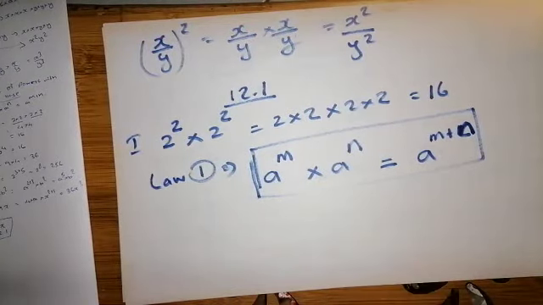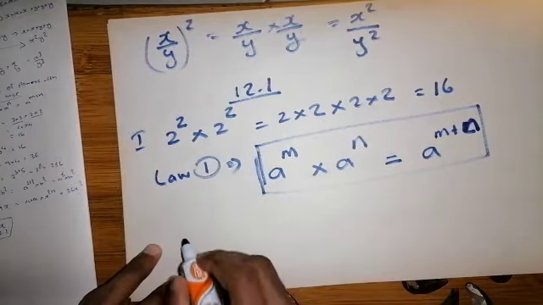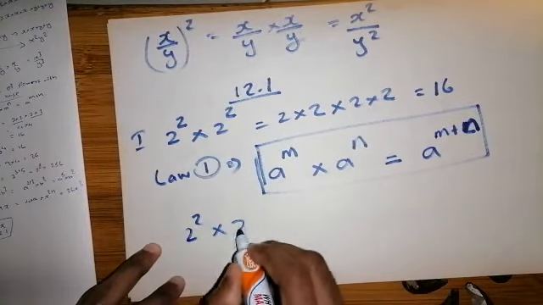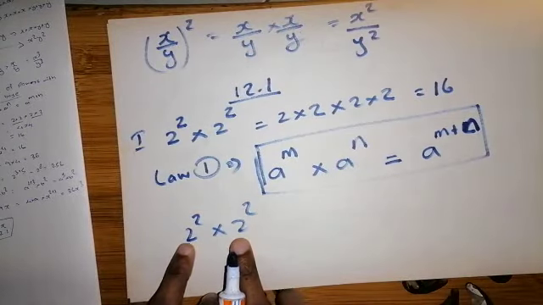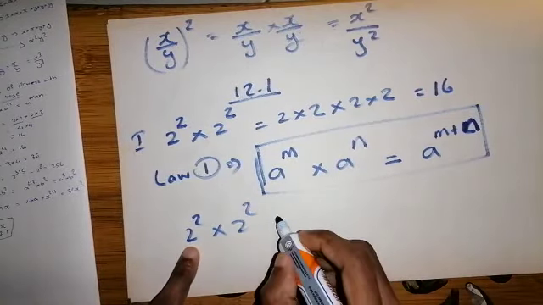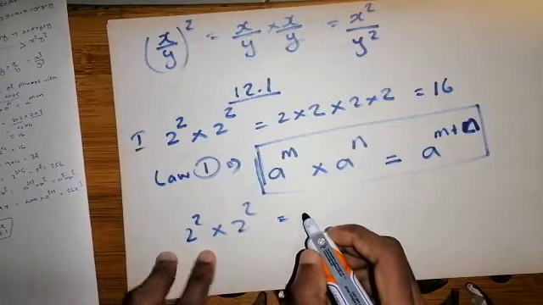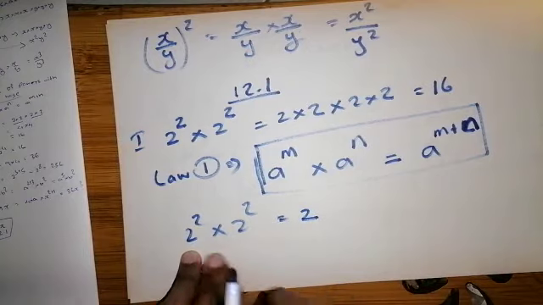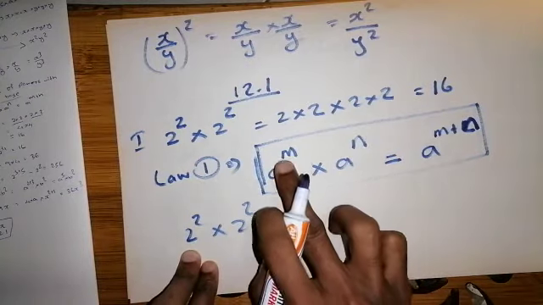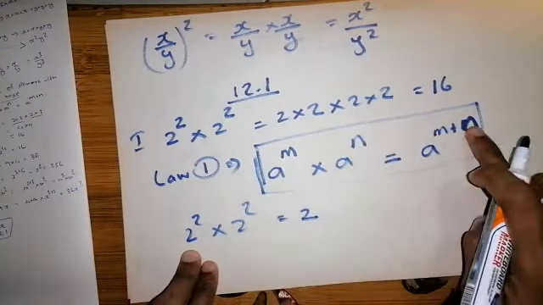Okay, we'll take the example we did earlier, 2 squared into 2 squared. We have the same base and multiplication. What is the first step? There are two bases; we can write it as one common base 2. What about the index? m plus n.